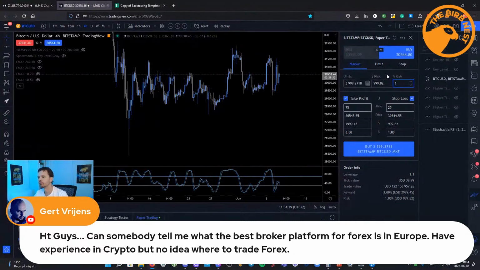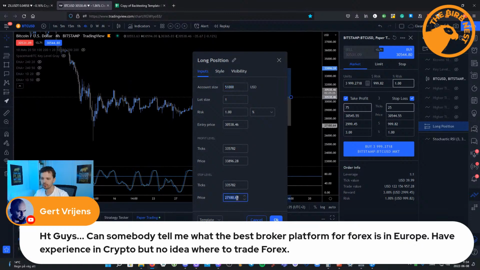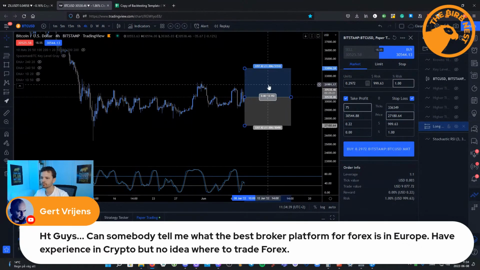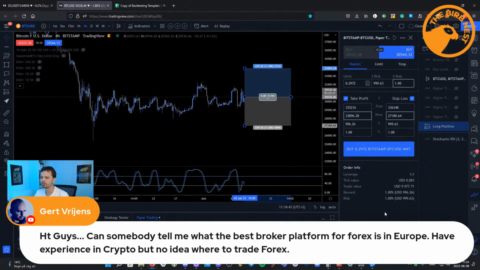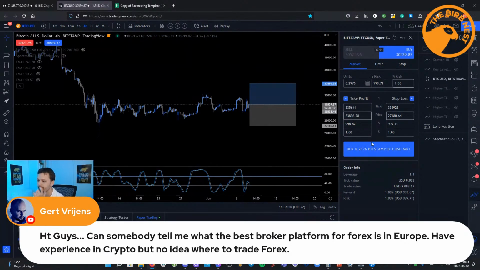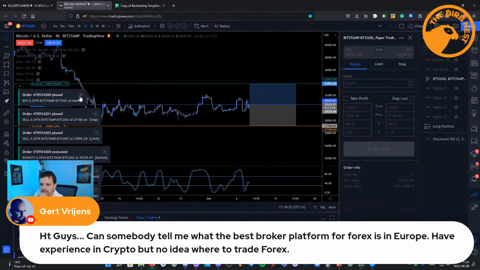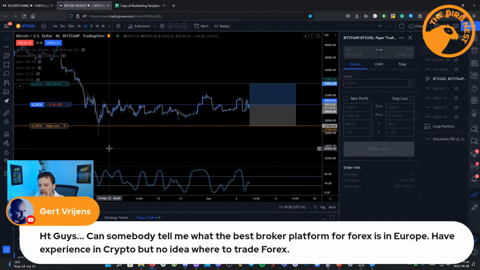So I want to risk 1%. Right now it's working. Stop loss is going to be down here, and take profit up here. So what happens now is everything's done inside TradingView. So that's the trade, right? And you can do this for the crypto market as well using FTX.